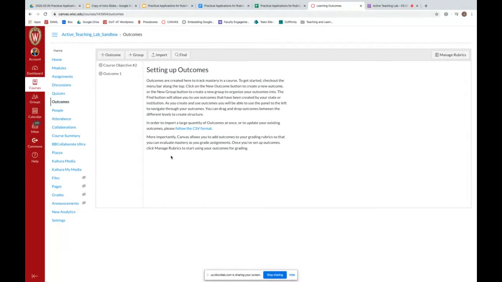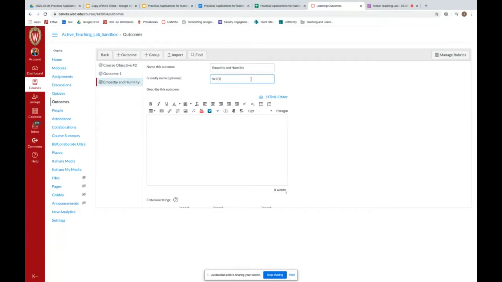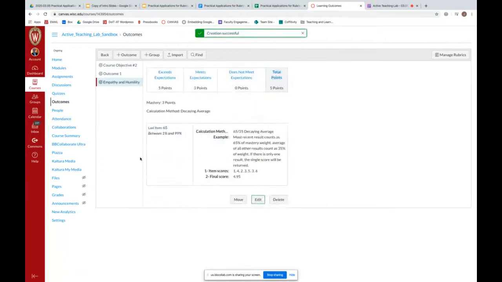Gotcha. So say, for example, one of the outcomes of your course is related to the Wisconsin experience. That's why I wanted to drop those on there. In the outcomes tool, you can create this outcome called empathy and humility. So you can create an outcome of the course that maybe applies to lots of different rubrics or different portions of your course. And so now it's automatically been created.